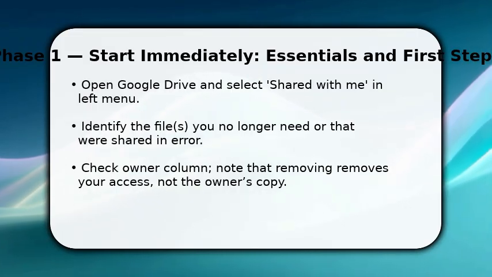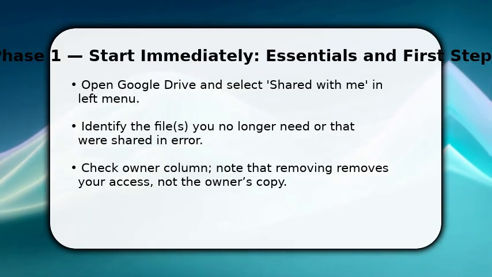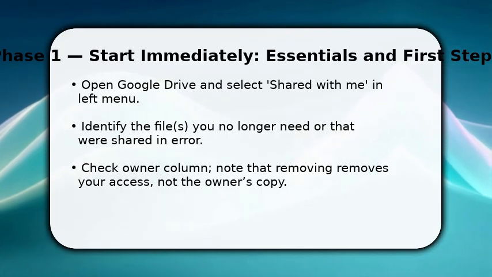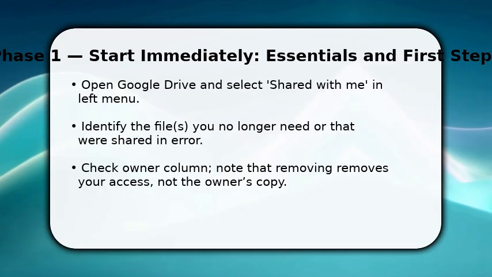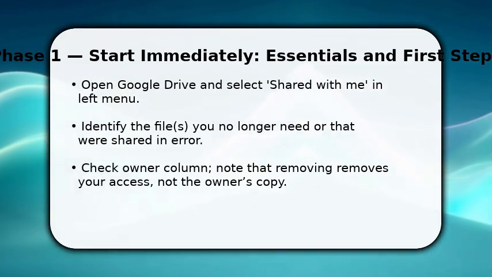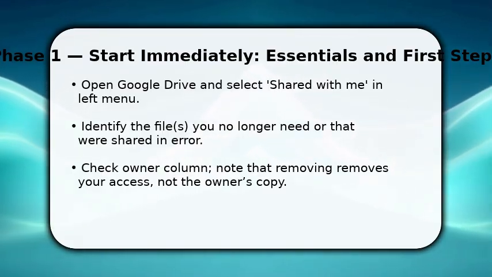This is where others' files appear. Scan for the file you want to remove and pay attention to the owner column so you understand who controls the original. Once found, right-click the item to reveal actions you're looking for: remove. Do this now. Removing simply clears your view and access. It does not delete the owner's original file, which is important to know.